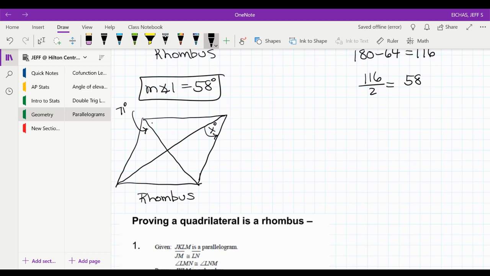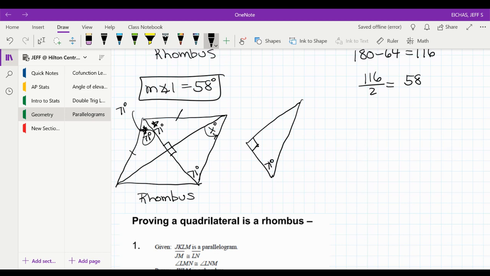If it's a rhombus, we know these two sides are the same. We know these two angles are the same. So if that's 71, so is that. This is a right angle. Based on alternate interior angles, you could have a 71 there. And I could pull that apart. So here's my right angle.